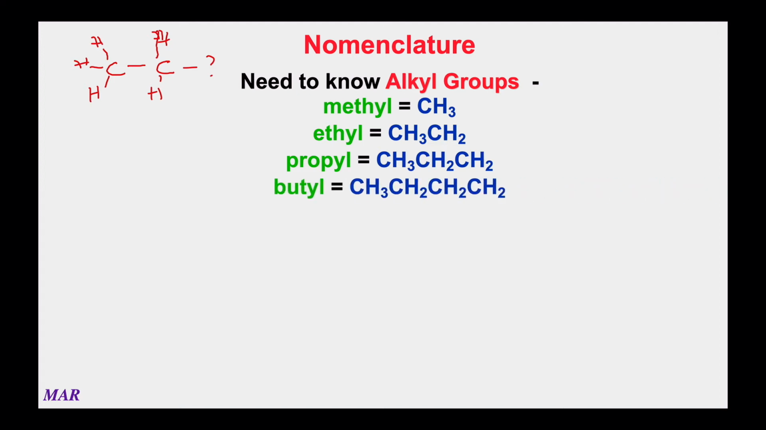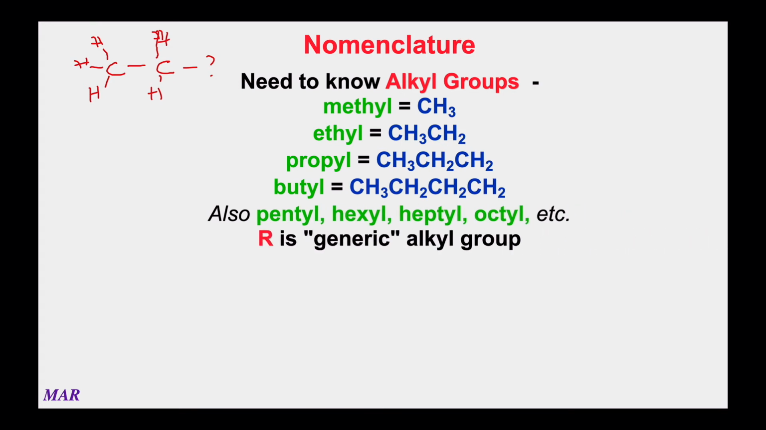Butyl is 4 carbons, and again, all those carbons are tetrahedral, sp3, so you'd have something else on the end of the butyl group there to make it a compound. A butyl group is not a compound unto itself. Then there's also pentyl, hexyl, heptyl, octyl, which are 5, 6, 7, and 8 carbons. Yes, it goes beyond octyl. There's nonyl and decyl, which are 9 and 10, etc., etc.